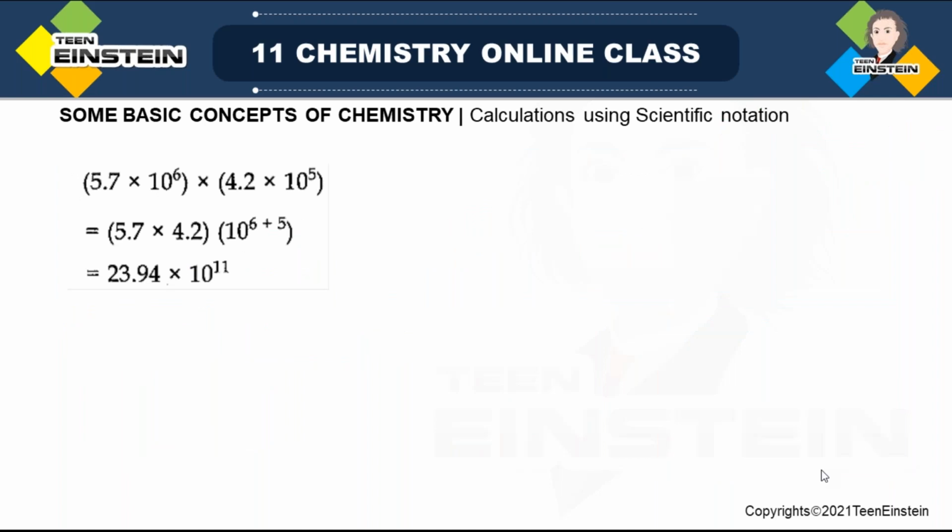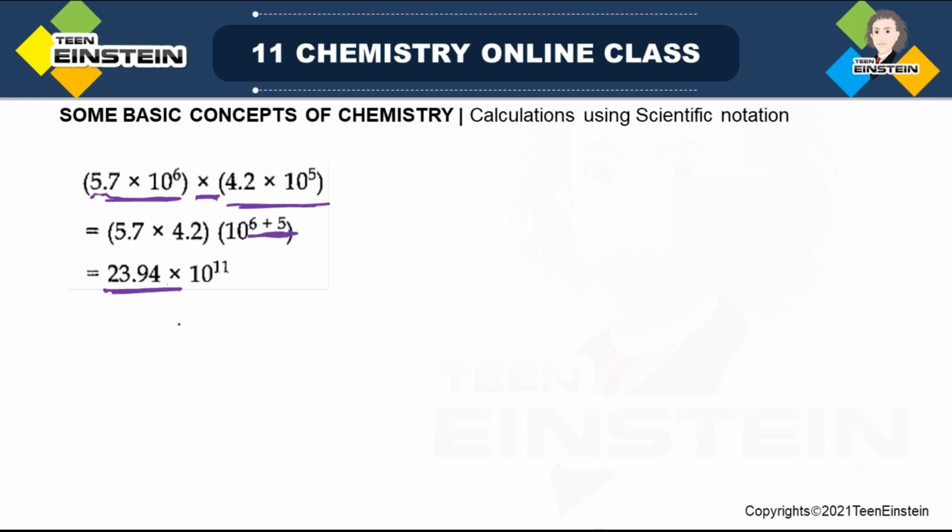Now we will see some calculations, how we can do it using scientific notation. Here we have two terms. First entity, this is second entity. We are multiplying these two entities. The first entity has power 10 to the power 6, the second one 10 to the power 5. But as it is multiplication, you can directly add the powers of 10, which is simple mathematics. So you can easily add them, and the rest of the two numbers directly multiply. You will get 23.94, and 6 plus 5 is 10 to the power 11.